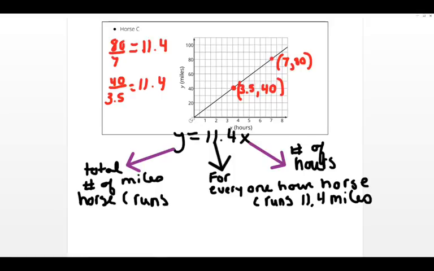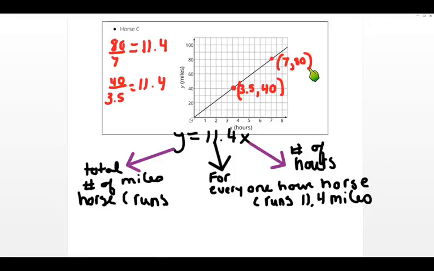On the third one, it gives me a graph. So the first thing I did is I looked to see where this line that they give me is exactly crossing grid intersections. And it does once right here at 3.5 and 40. And then it does over here one more time. This is at 7 and 80.